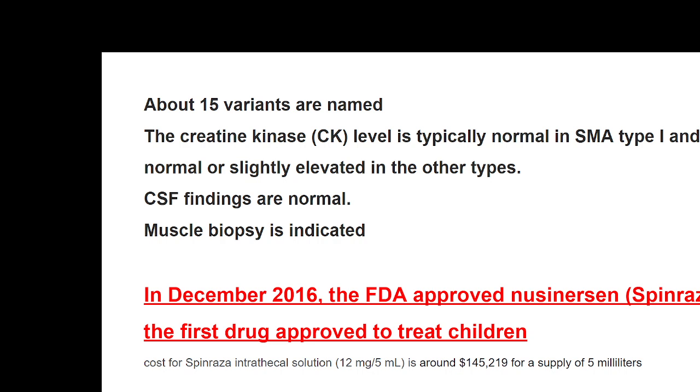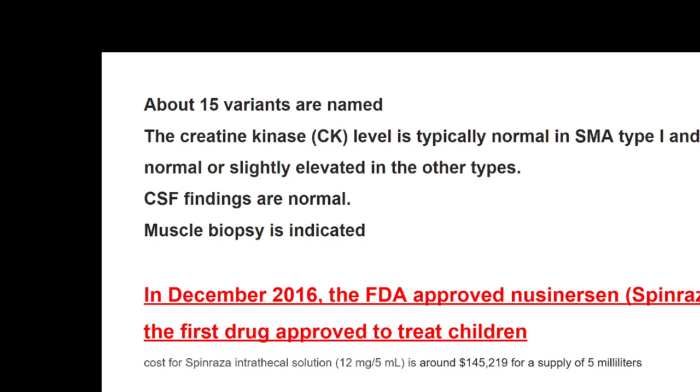Then confirmation of the diagnosis is better done by CK, or creatine kinase, CPK, creatine phosphokinase, is the investigation. In type 1, in children, newborns, it's generally normal, it's not affected. But in the later types, it is elevated. CSF findings are also normal. Muscle biopsy can confirm that.